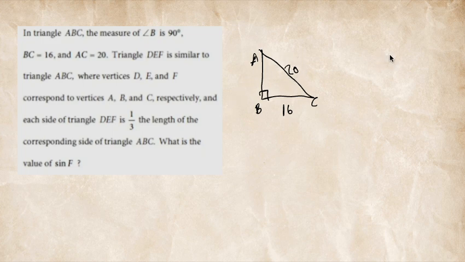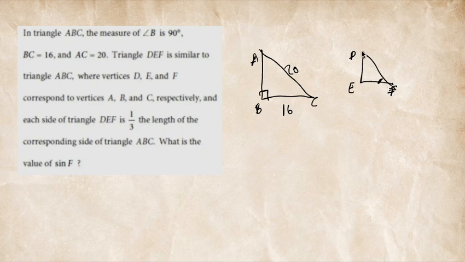And we have another triangle DEF, so it's similar to this. We have DEF, because it says A corresponds to D, B to E, C to F, respectively. And each side of DEF is 1/3 the length of the corresponding side in ABC. So each side over here is 1/3 of this. Now they want you to get the value of sine F.